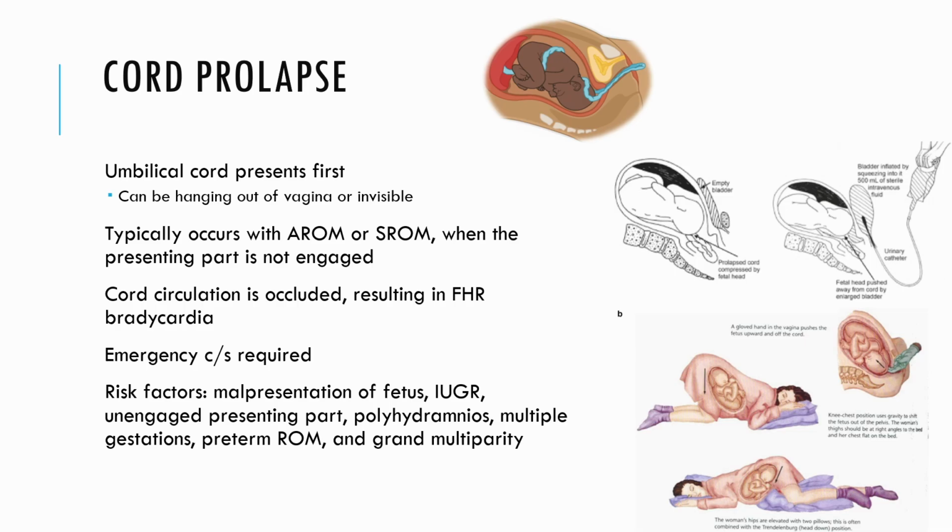Risk factors that a patient might experience a cord prolapse. If the baby's in a malpresentation, okay, so if it's not head down, there's an increased risk of that cord going to prolapse when the water breaks. A smaller baby, an unengaged presenting part, a whole bunch of fluid, polyhydramnios. Multiple babies. Well, with multiple babies, we have multiple cords, and also it can lead to the babies not being in the right presentation. Preterm breaking of water and a grand multip. Those all put her at risk.